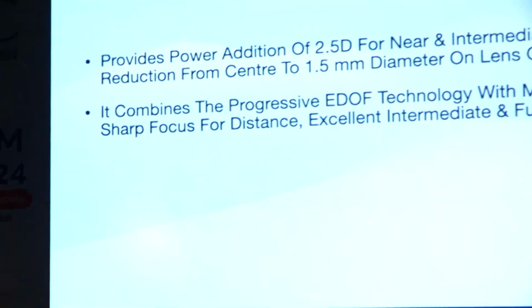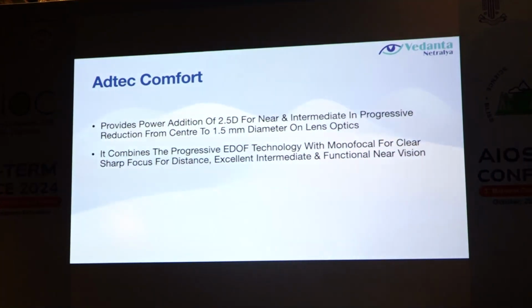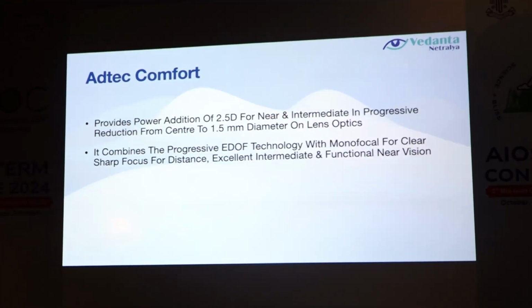These are the defocus curves. These are the best and the worst of the Comfort lens, and these are the best and the worst of the Extend trifocals. And the spectacle independence with the Extend trifocal was almost 90%. And for the Comfort, you can see more than 35 cases had an addition for near of only 1 diopter to 1.5 diopter. The thing about the Comfort is that in the 1.5 millimeter zone, there is a 2.5 diopter add, and it combines the progressive EDOF technology with monofocal for clear sharp focus for distance, excellent intermediate and functional near vision.